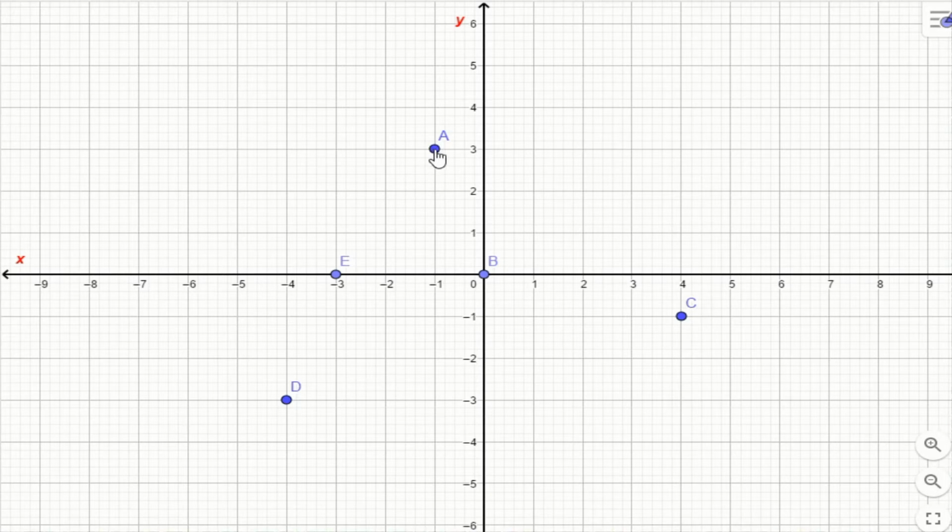Mula doon sa point, pupunta tayo doon sa may x-axis. So, mag-move tayo vertically. Mula sa point, vertically, diretso lang, it stopped at -1. So, that is our abscissa or the x-coordinate.